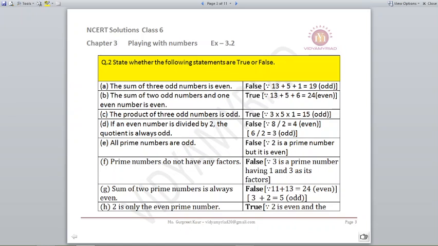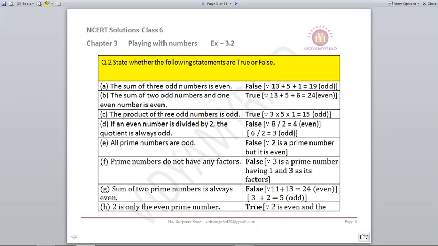C part. The product of three odd numbers is odd. Let's take three odd numbers, 3, 5 and 1. All three are odd numbers. Multiply them together. You get 15 as your answer and 15 is an odd number. So this statement is true.